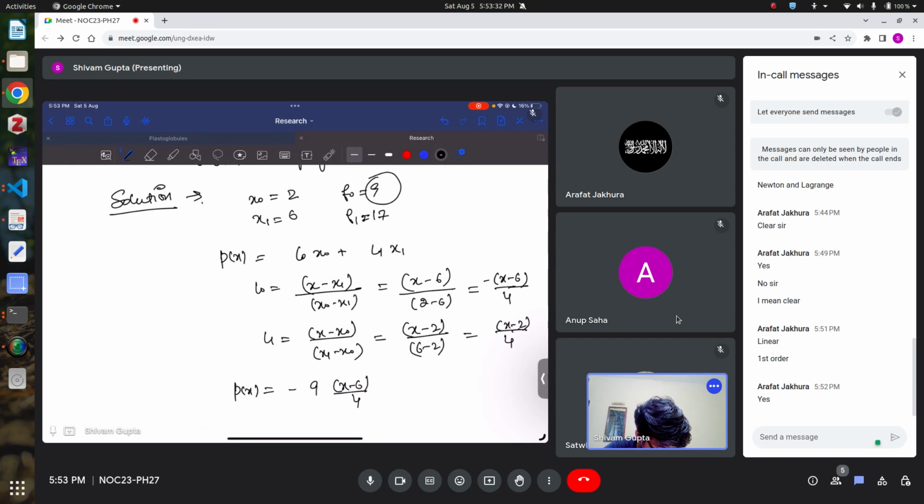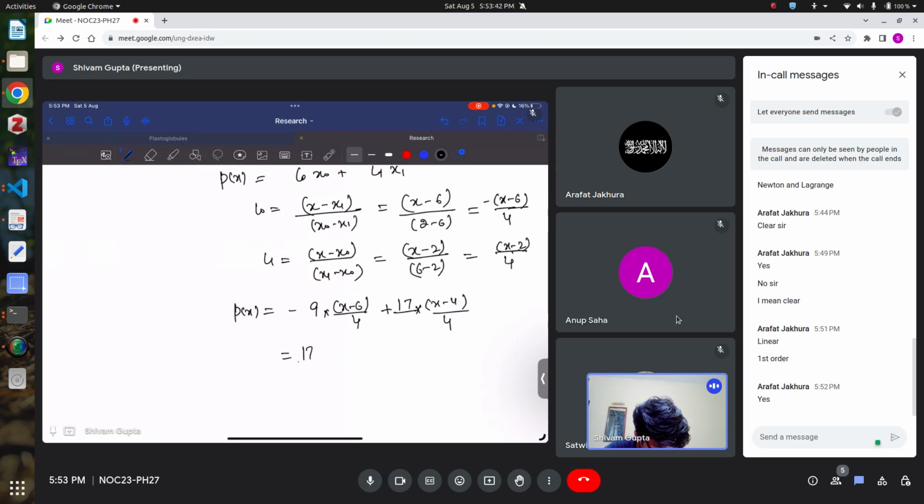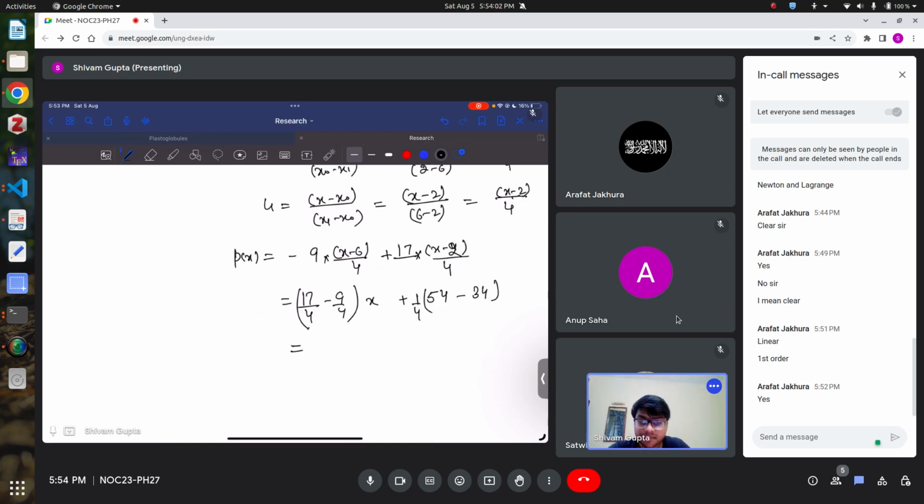f naught is 9 plus 17 times, so it comes out to be 17 by 4 minus 9 by 4 x plus 54, this is 2, 34. So what is the answer here? Anyone?